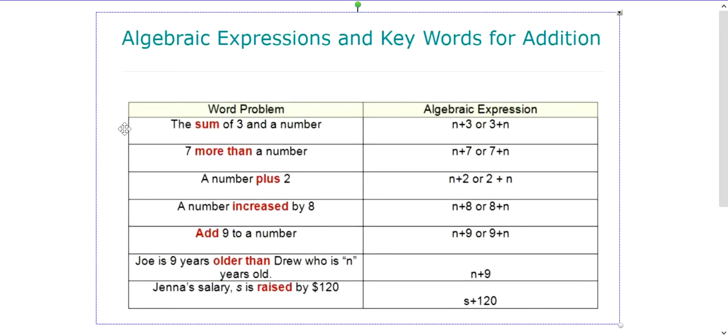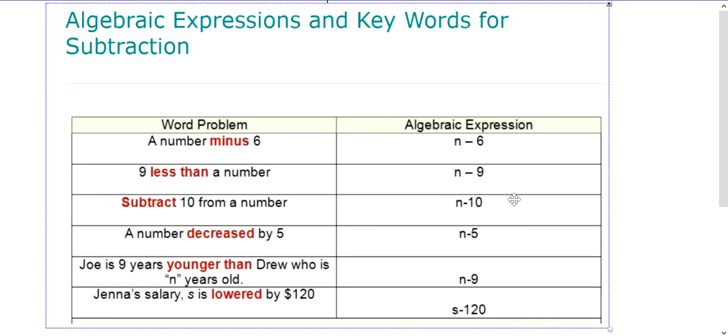Okay, so here we've got algebraic expressions and keywords for addition. You see some of these words like sum, more than, plus, increase, add, older than, raise. These are keywords to look for to let you know you're adding. It might be some other words that are not on this list, but look for words like this to let you know you're adding. And when you're adding, it doesn't matter if you're putting the variable or the number first. But when it says a number, that a number part is your variable. So make sure you record these notes. Alright, let me go to the next slide.